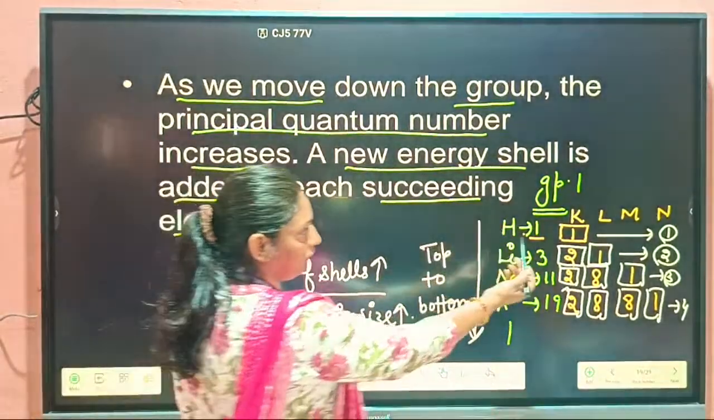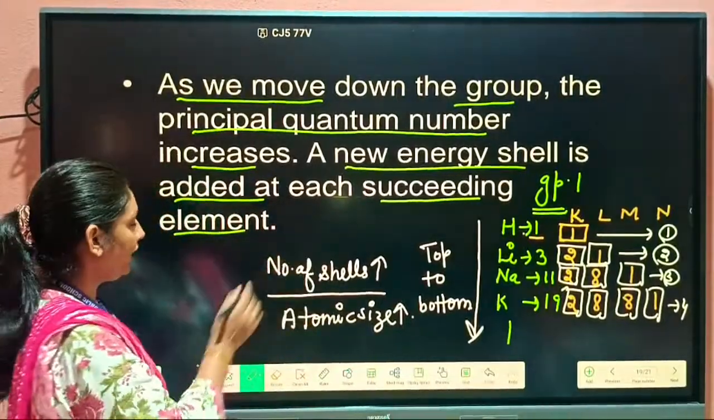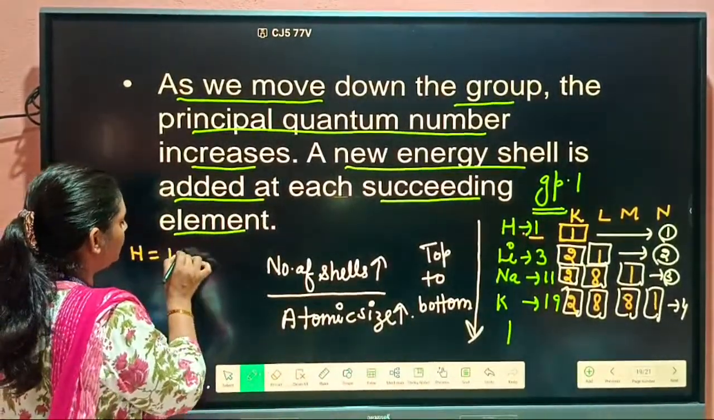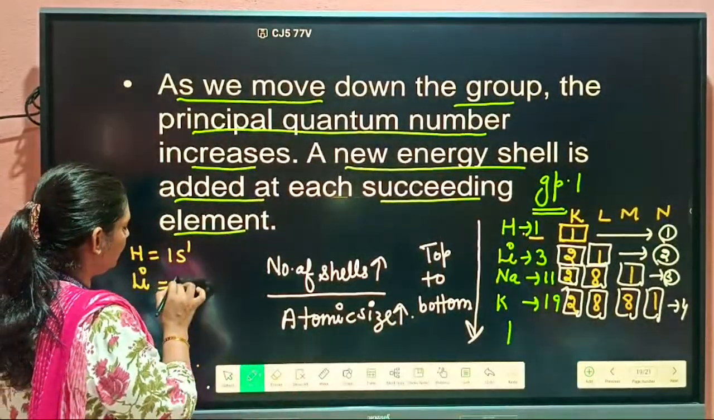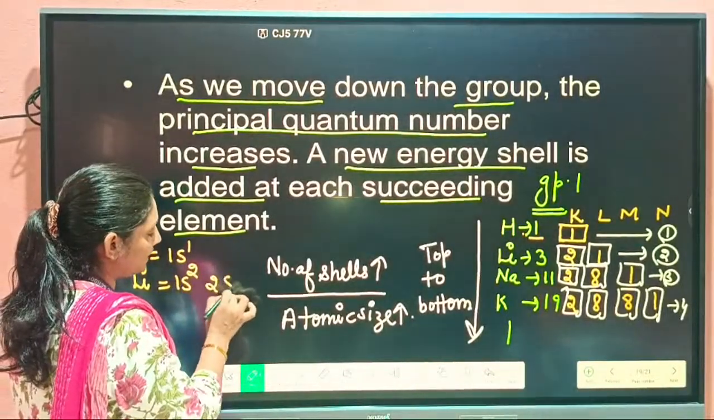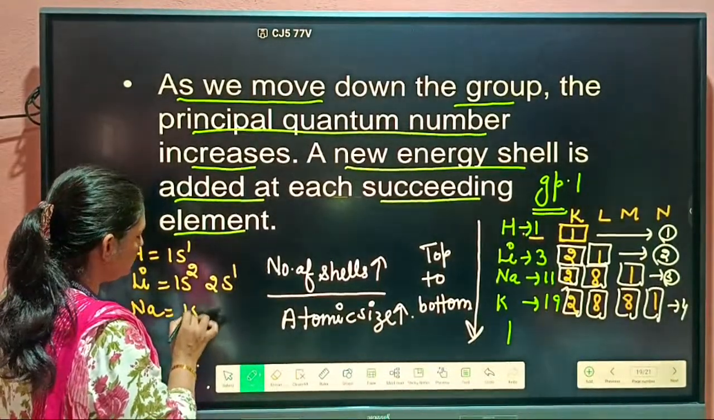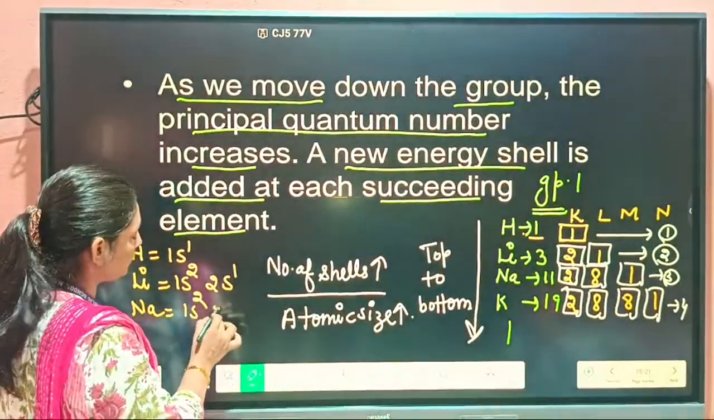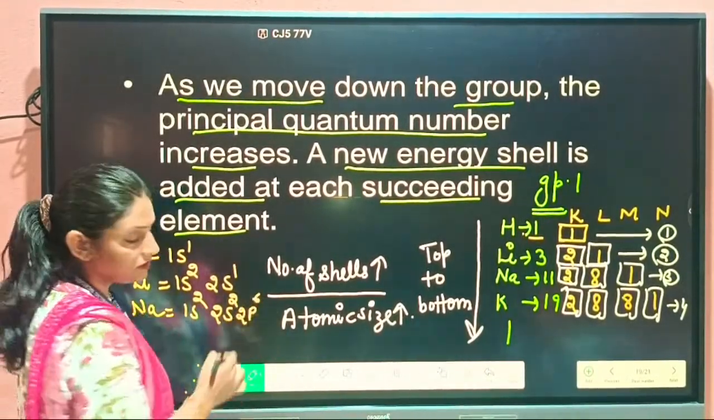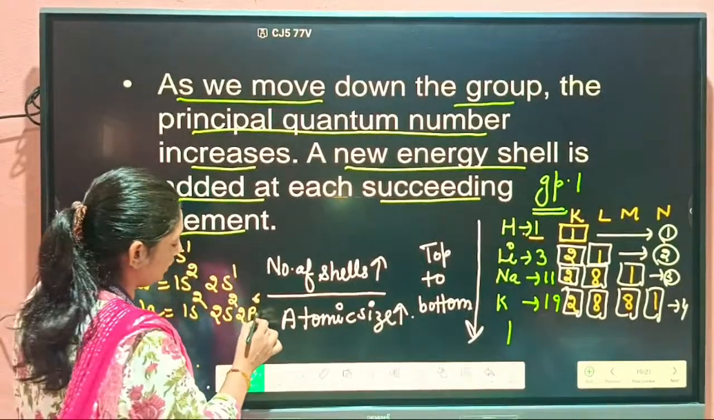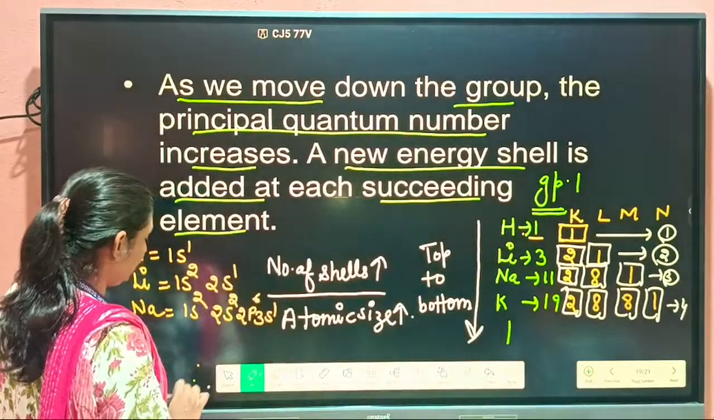if I write the configuration in the form of subshells, for hydrogen it is 1s1. For lithium it is 1s2, 2s1. For sodium it is 1s2, 2s2, 2p6, then 3s1. So student, you can see here the value of n increases.